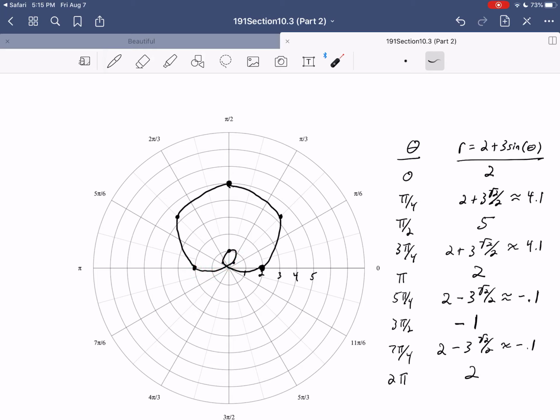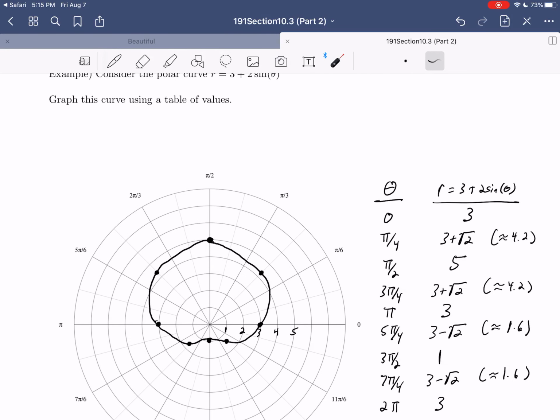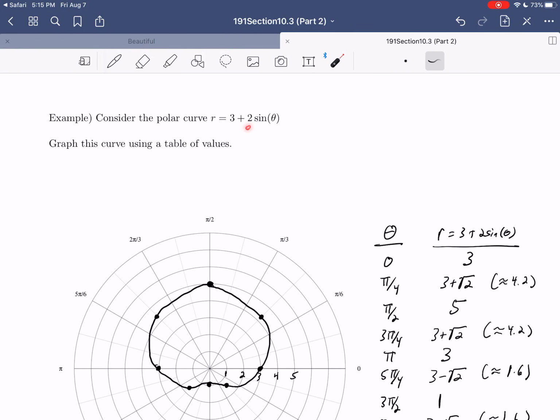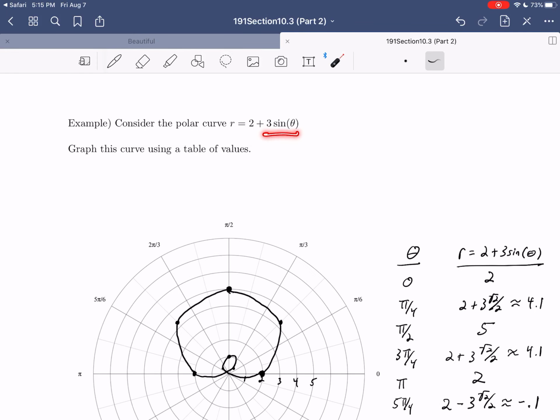So what caused this inner loop? Well, what caused this inner loop is the fact that now the coefficient in front of the sine was larger than this value. If you go back to what we had here, this value of 2 was not large enough for there ever to be negative radii. But here, because this was a 3, that 3 is larger than 2, there is the possibility for negative radii, which is what caused that inner loop there.